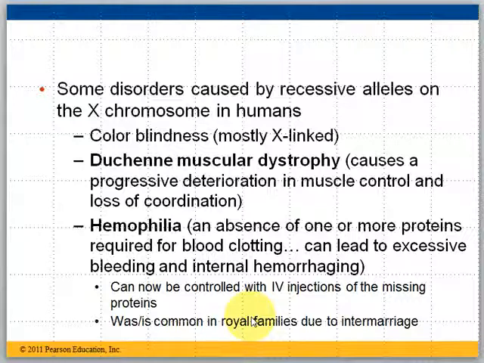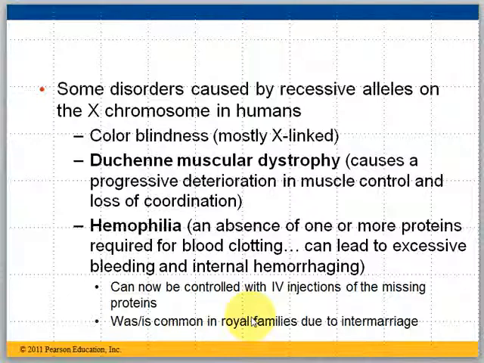So if you have cuts and scrapes, they tend to bleed more profusely. This oftentimes is more dangerous with internal bleeding. Like if you were playing football and you suffered an injury and you're bleeding on the inside where it can't really be seen, internal hemorrhaging, that can be a major problem if you have hemophilia. That used to be something that was not well controlled. Luckily nowadays we have various injections. You can be given medication through an IV that will help replace some of these missing proteins and help you live a longer, fuller life.